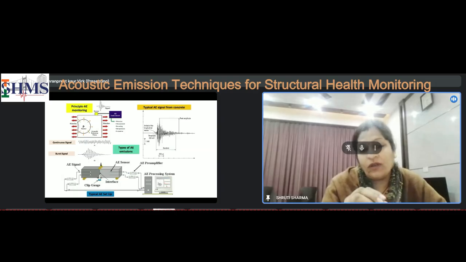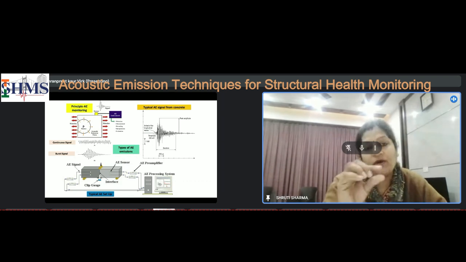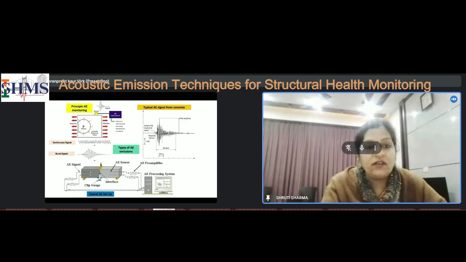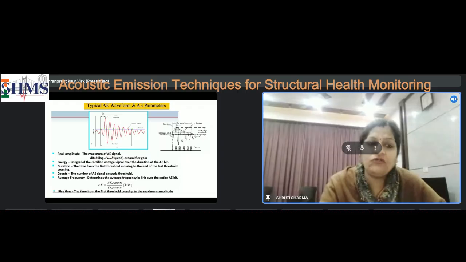Now, looking at the various parameters like its peak amplitude, the number of times the peak crosses the threshold is called a count. So by counting these events, we can tell what the state of the inside of the structure is. Next slide, please. This slide shows various parameters which we look into, like the amplitude, peak amplitude.